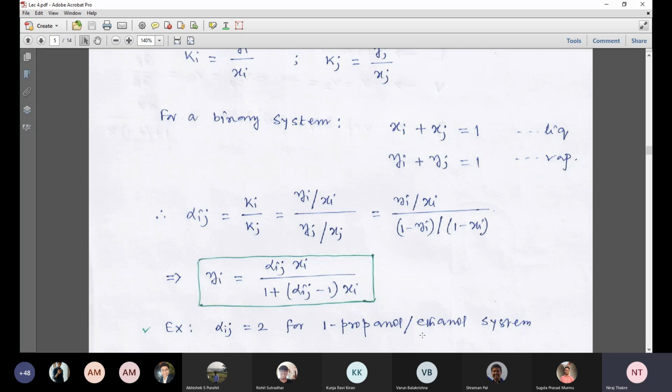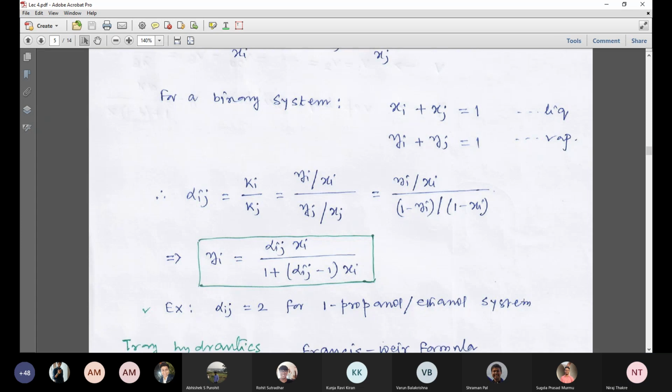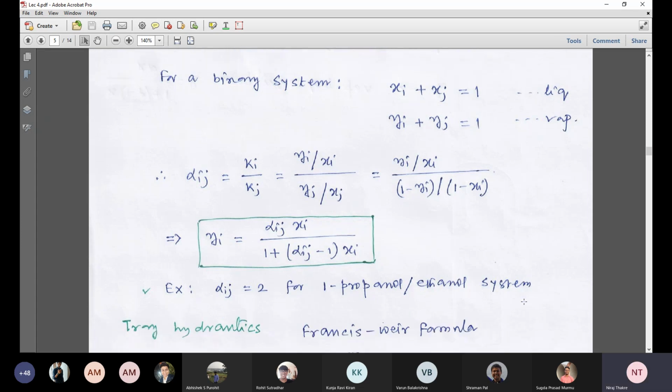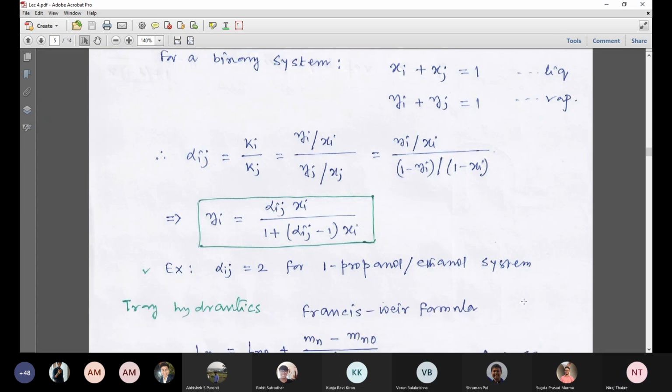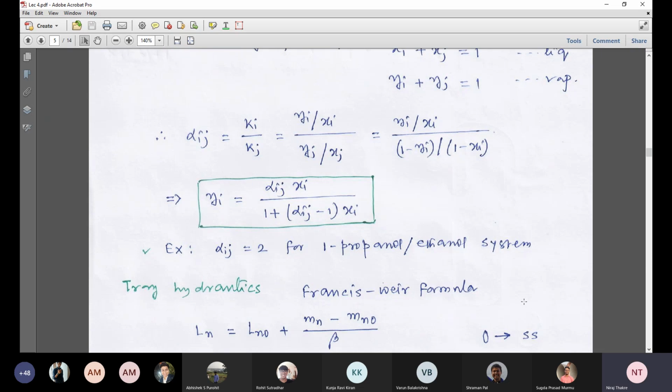And here one typical example is given, like alpha is equal to 2 for 1 propanol ethanol system. This is a typical example. Next, come to discuss the calculation of liquid flow rate. How you can calculate the liquid flow rate? That we want to know next.